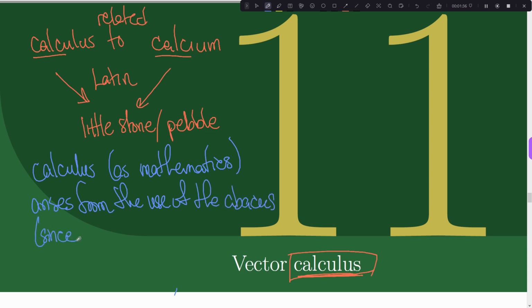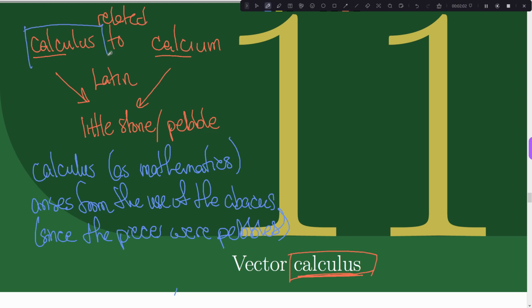Since the pieces were pebbles. Or even you would be counting stones even independent of an abacus, right? If you wanted to count a lot, you would throw a bunch of stones on the ground and separate them into piles. So that's actually where our word calculus comes from, so that's kind of cool.